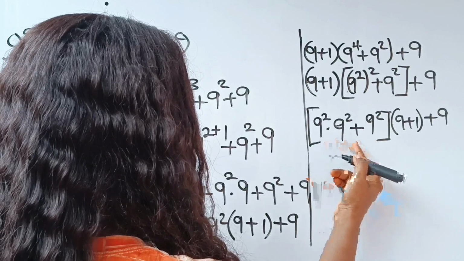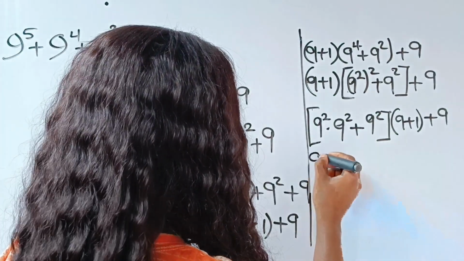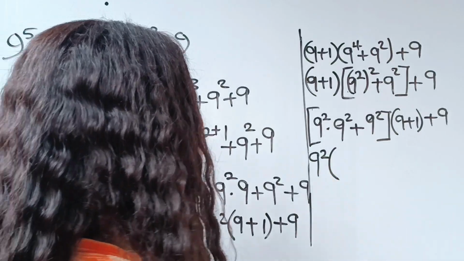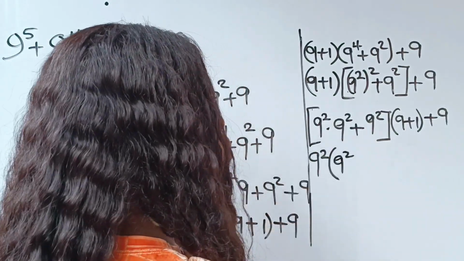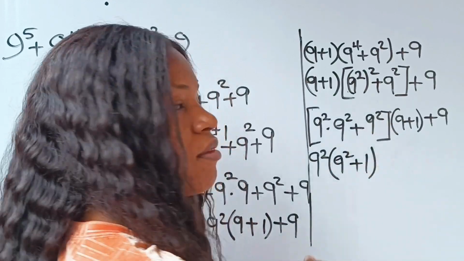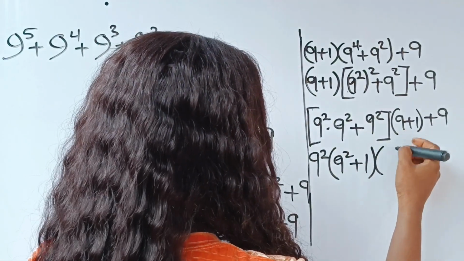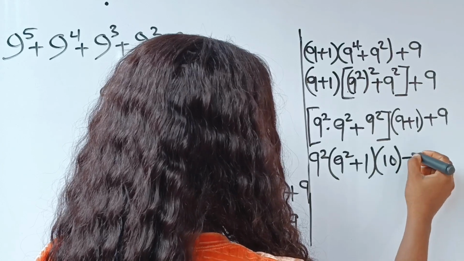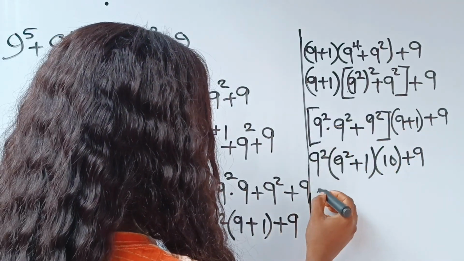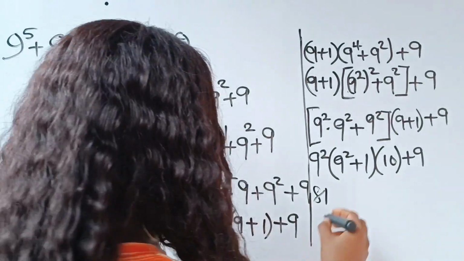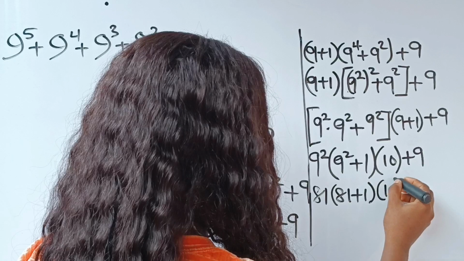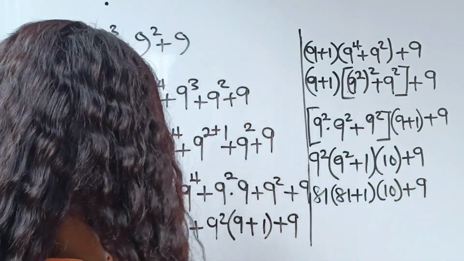So let's factorize 9 to the power of 2 from here. We open our bracket. When this is divided by this, we have 9 to the power of 2 remaining. Plus when this is divided by itself, we have 1. So multiplied by 9 plus 1 is 10, plus 9. Now 9 squared will give us 81, so multiplied by 81 plus 1, multiplied by 10 plus 9.